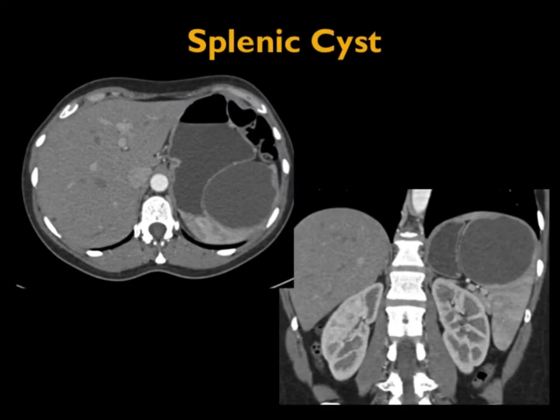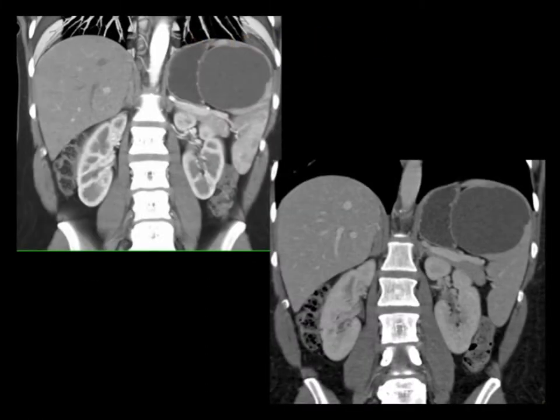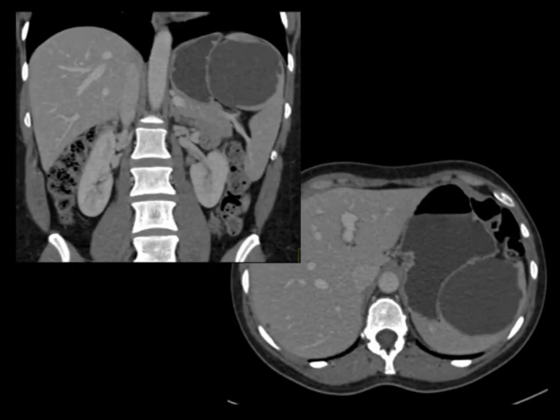They range in size from several millimeters to several centimeters, usually asymptomatic, well-defined. If they get large enough, as in this case, they can cause some mass effect on the stomach. When they get really large, they can cause symptoms that the patient ends up getting a splenectomy. They're easy to recognize: water density, well-defined, maybe thin septations, no enhancement, no nodularity. And you can see as I rush through the images, very simple diagnosis.